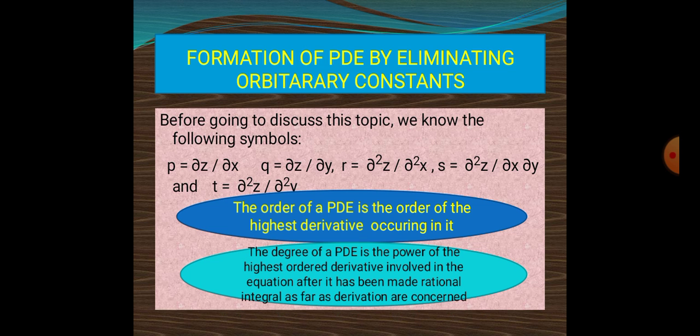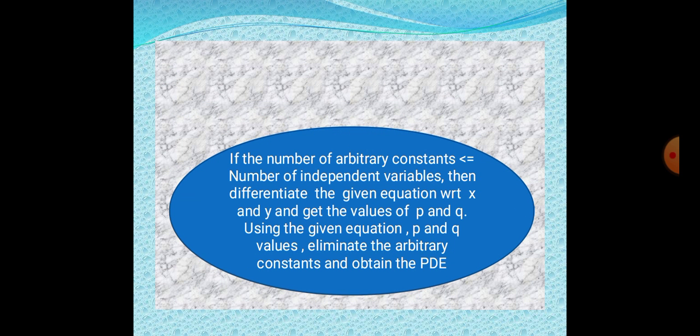Second thing is degree of PDE. How to find the degree of the partial differential equation? It is very simple. The highest power of the highest order derivative occurring in the given equation is the degree of the PDE, after eliminating the radicals if they exist. That is called the degree of PDE. Okay, so next come to the point.